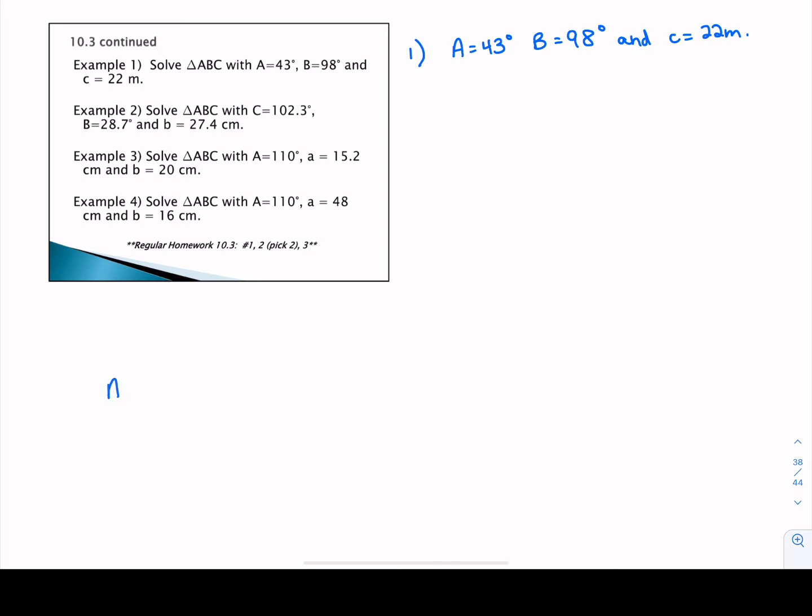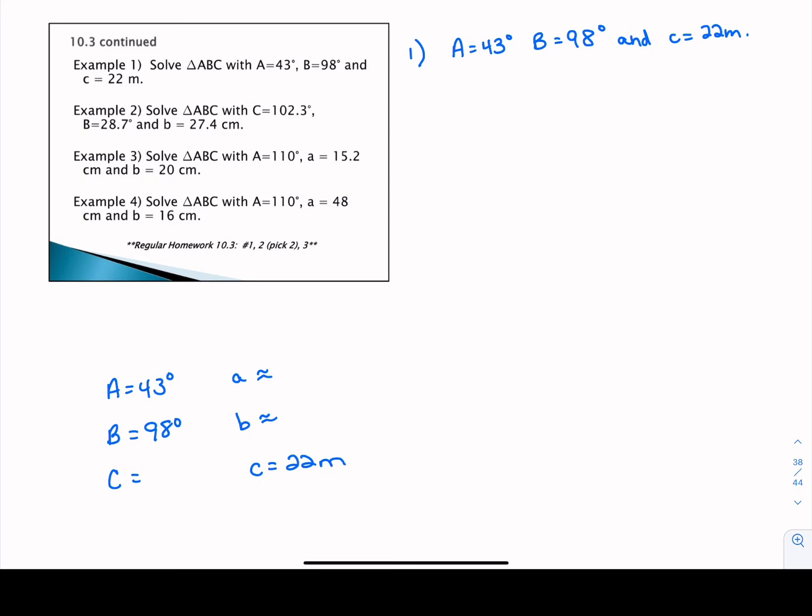So we know that A was 43 degrees. We know that angle B measured 98 degrees. C is an unknown, so we can leave that blank for now. Side length C was 22 meters. B as a side length is unknown, so I'm going to leave that blank. And side length A is also an unknown. So we have three different things we need to solve for in this particular triangle.